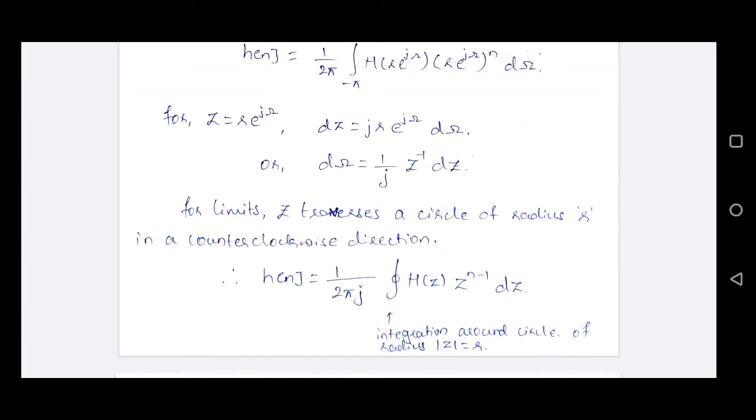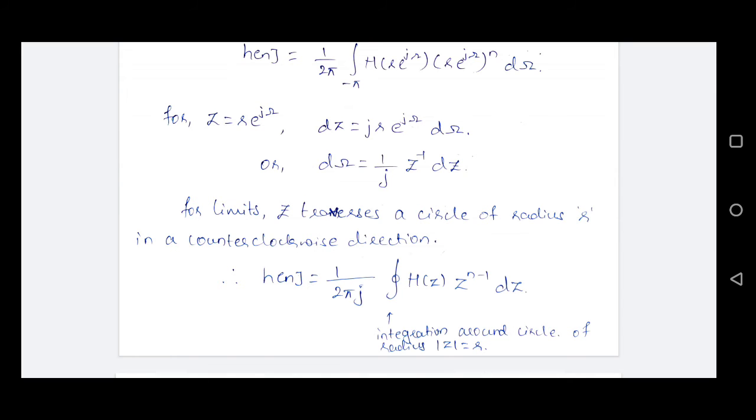So using all of the results in the above integral, we can rewrite it as h of n equals 1 divided by 2 pi j closed integral H(z) z to the power n minus 1 dz. Now this closed integral is integration around the circle of radius defined by r. Mod of z will be equal to r, which will be the radius of the circle.